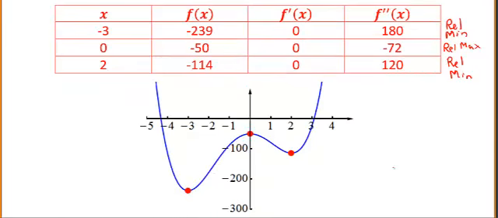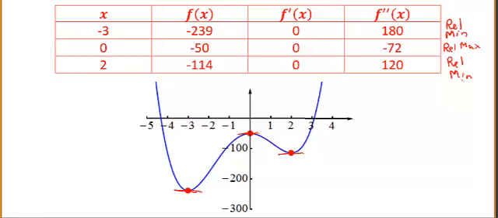Let's take a look at this. At x equal to -3, we have a horizontal tangent because the first derivative is 0. The second derivative is positive, so we're opening upward, so we have a relative minimum there. At 0, the first derivative is 0, so we have a horizontal tangent, but we're opening downward. The second derivative is negative, so we have a relative maximum. And at 2, we have a horizontal tangent, the first derivative is 0. The second derivative is positive, so we're opening upward, so we have a relative minimum again.